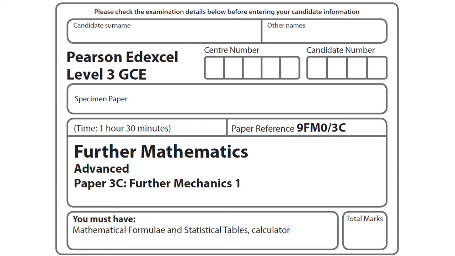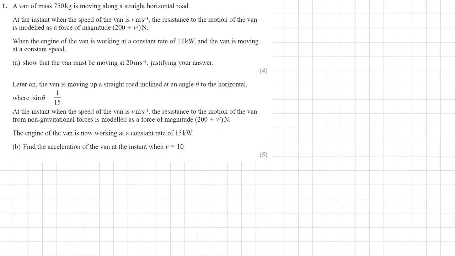This is a walkthrough of a Further Mathematics A-Level Further Mechanics 1 paper. Question 1. A van of mass 750 kg is moving along a straight horizontal road.